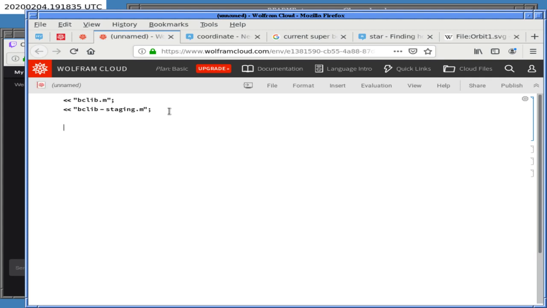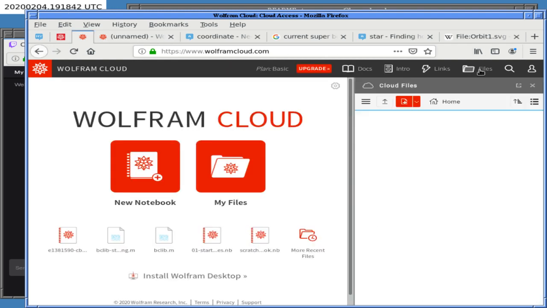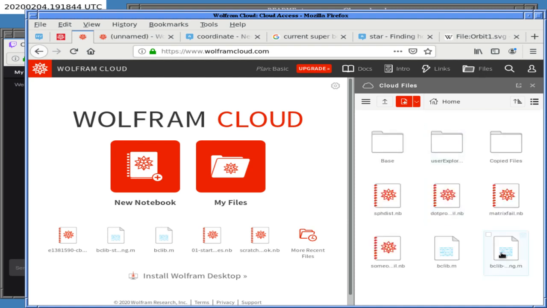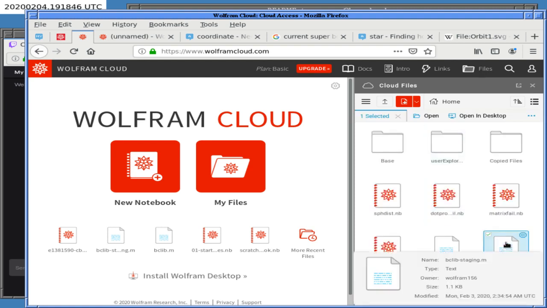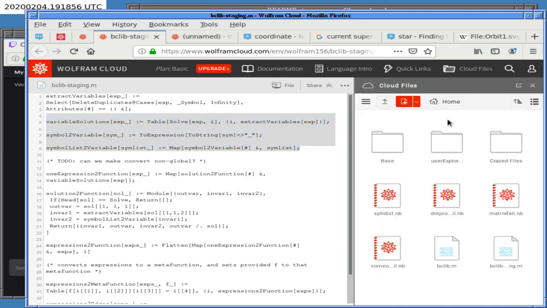I might not have put these functions in BC lib staging. Let's find out. Open sesame. No, I didn't. I don't think so, because this is actually a staging library. So I need to create, or see that it already exists, a file called BC something else. Astrolib is probably the one I'm going to want to use.